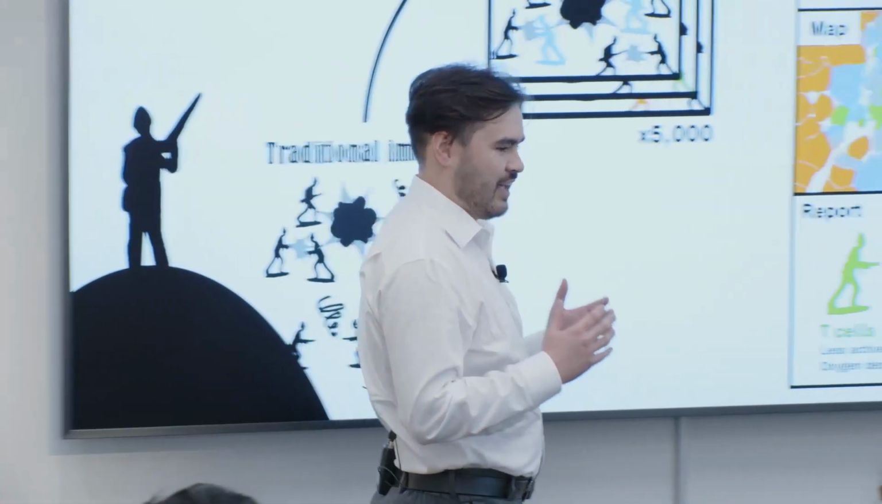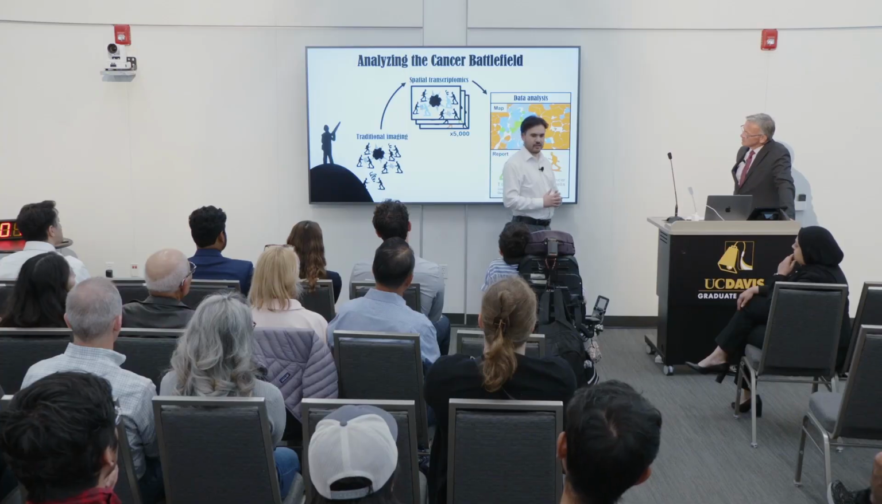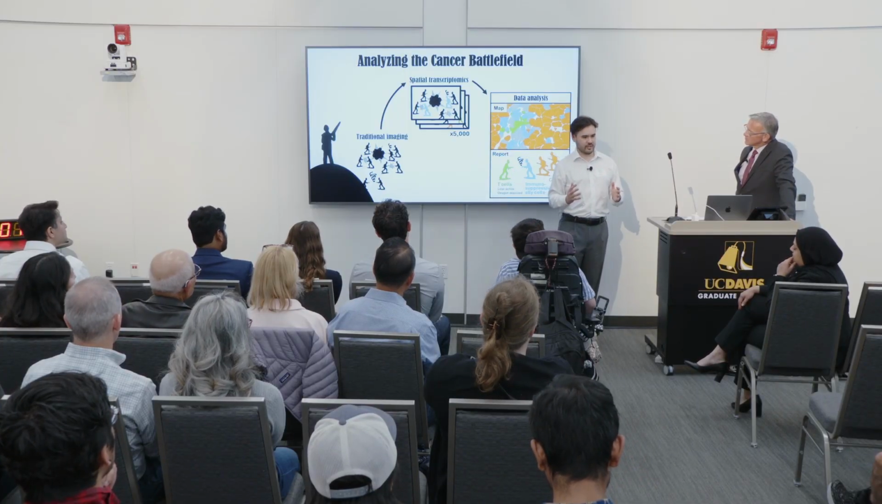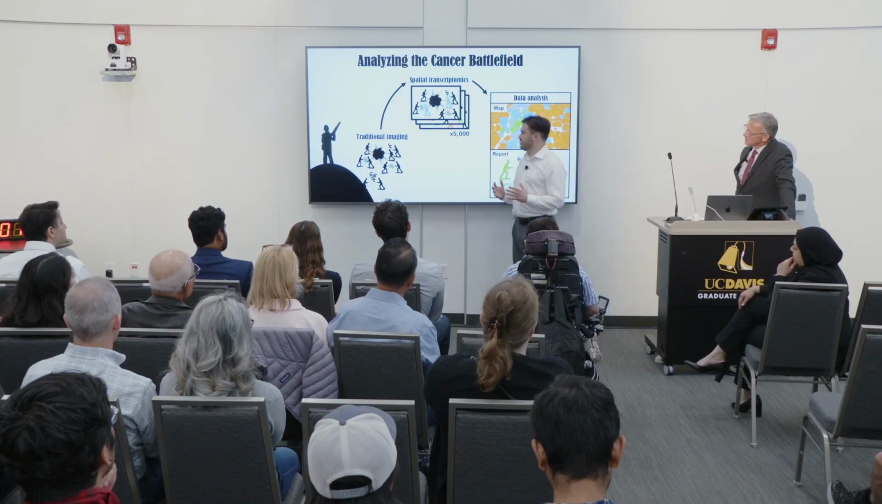It's as if the general on the hill forgot his binoculars and can't tell who is fighting who, let alone which reinforcements to send to the T cells. So how can we do better? In my lab, we use a new technique called spatial transcriptomics to take a deep scan of the battlefield.